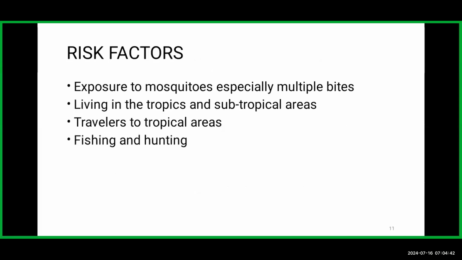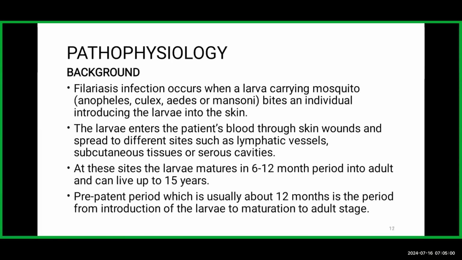So the risk factors for developing the disease include exposure to mosquitoes, especially people who have multiple bites, living in the tropics, those who travel to the tropical areas, and then fishing and hunting, any condition that will make individuals exposed to the vectors, that's mosquitoes, which could be Anopheles, Culex, Aedes, or Mansonia.